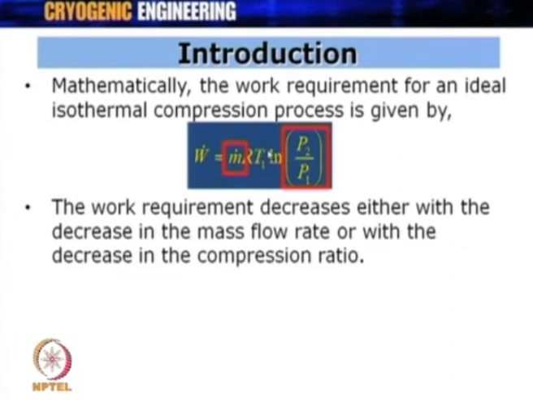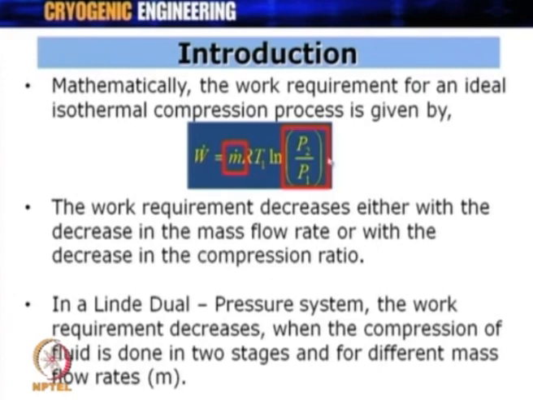Suppose the compression process is being carried out at room temperature only. We will not consider T1 an option open to us, because we want to carry out the process of compression always at room temperature. In this case, if I want to decrease the value of W, that is the work of compression, I can touch upon two parameters, m dot and P2 by P1. So, the work requirement decreases either with the decrease in mass flow rate, that is m dot, or with the decrease in the compression ratio. Actually, this is a well known thing for thermodynamics students. This is what exactly is being exploited in a Linde dual pressure system.